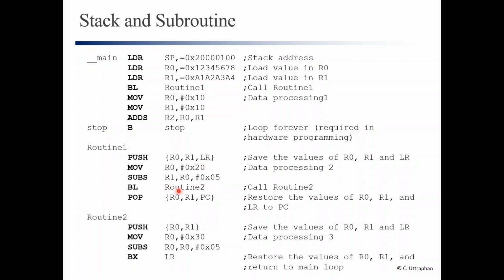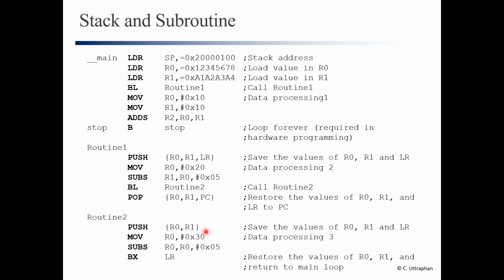And when we call routine 2 here, we need to jump to routine 2, and save the values of the registers in the stack, if they are still needed for other operations later. In this case, the values in R0 and R1. Observe that here, there is no need to save the value of LR in the stack because we don't call any other subroutine from routine 2. Hence, the return address for this routine 2 is safe in LR.